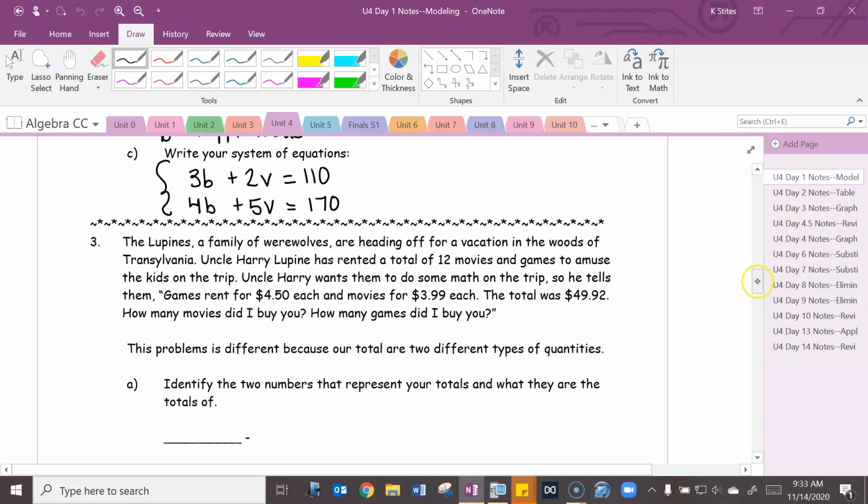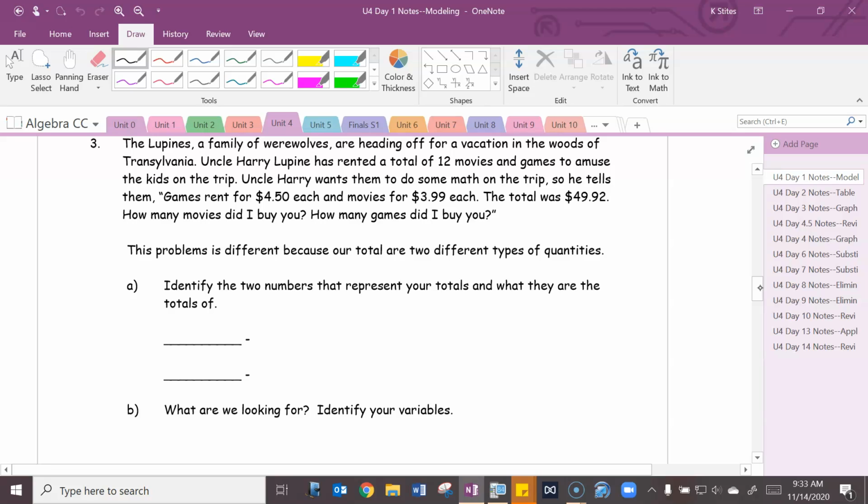Now let's try a different type of equation. The Lupines, a family of werewolves, are heading off for vacation in the woods of Transylvania. Uncle Harry Lupine has rented a total of 12 movies and games. That's a total. I'm going to box it. 12 movies and games to amuse the kids on the trip. Uncle Harry wants them to do some math on the trip, so he tells them games rent for $4.50 each and movies for $3.99 each. The total was $49.92. That's another total. I'm going to box that also. How many movies did I buy you? How many games did I buy you?